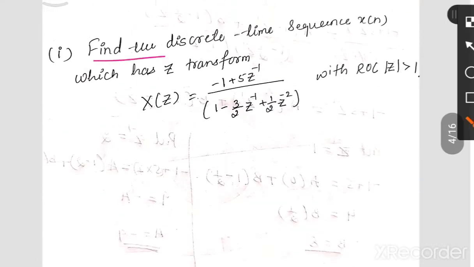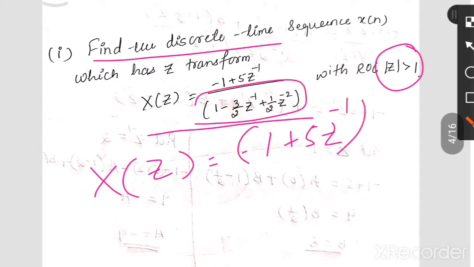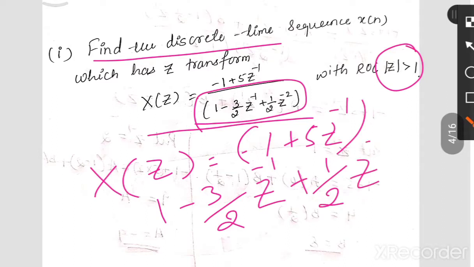Let's take an example. Find the discrete time sequence x of n which has a Z transform x of z equal to this, with the ROC greater than 1. How can we deal with this? Let's take x of z equal to minus 1 plus 5 z raised to minus 1. What we can do is take the factors of this denominator, that is, 1 minus 3 by 2 z raised to minus 1 plus 1 by 2 z raised to minus 2.